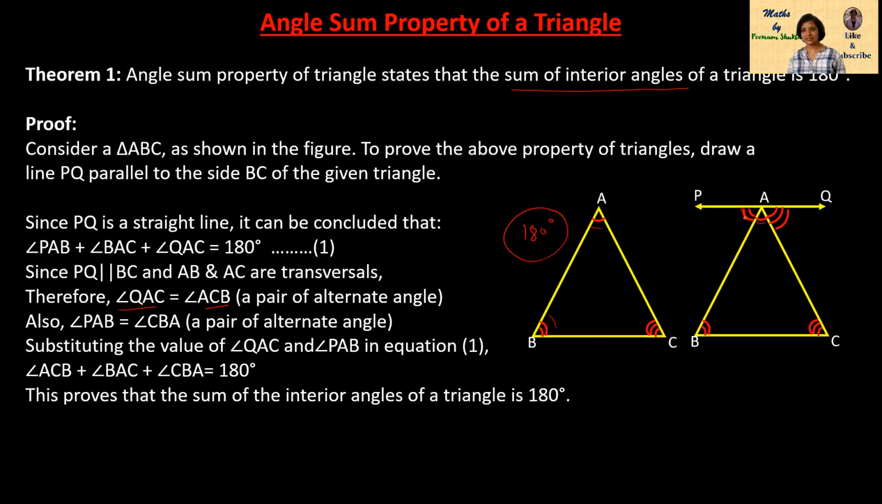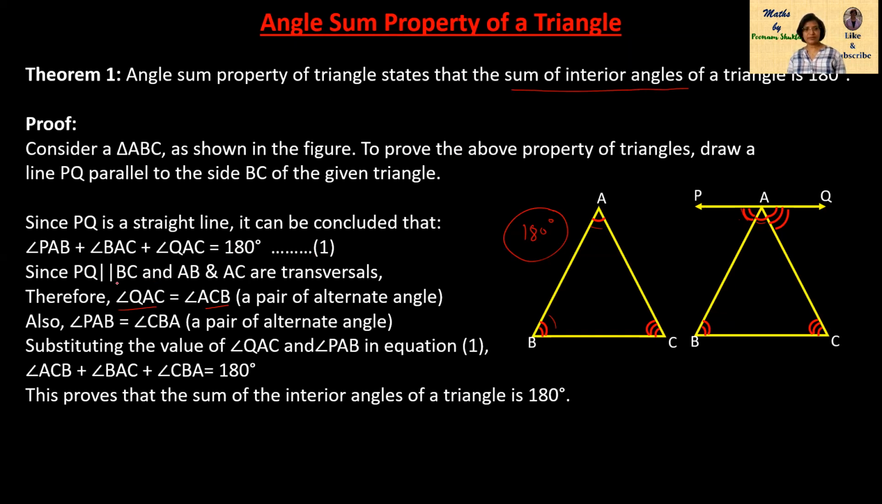Why? Because these are linear pairs of angles, right? A straight line forms linear pairs of angles. So the sum of these three angles will be 180, which I have written here: angle PAB plus angle BAC plus angle QAC equals 180 degrees. We name this equation 1 because we will use it later on.